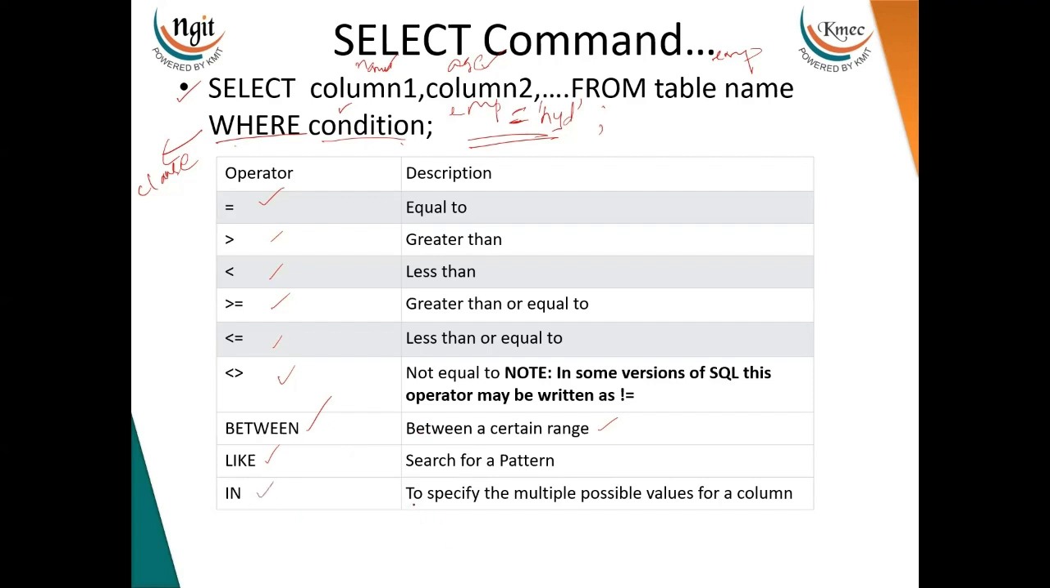IN is another compound operator which is used to specify the multiple possible values for a particular column. So we are going to specify some values, and if the values are exactly matching, then the data is retrieved from those multiple possible values for a column.